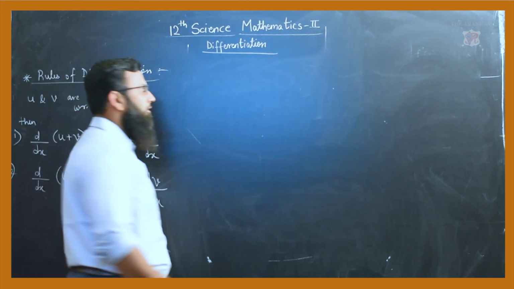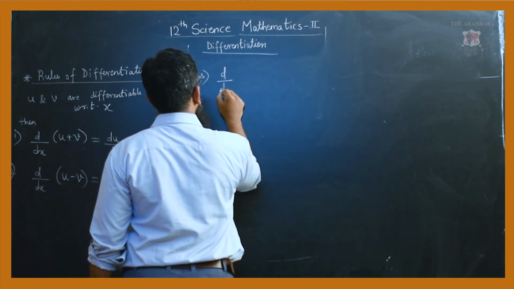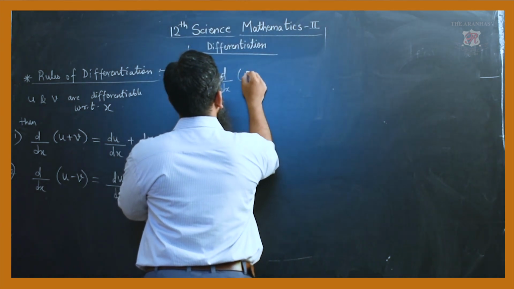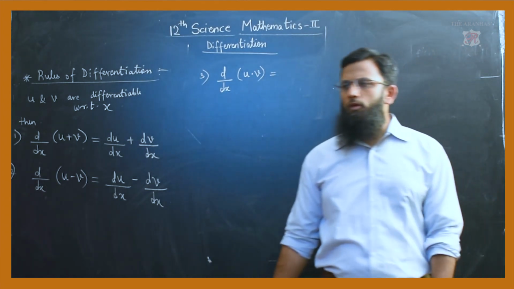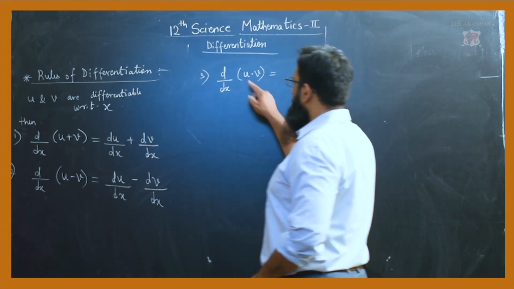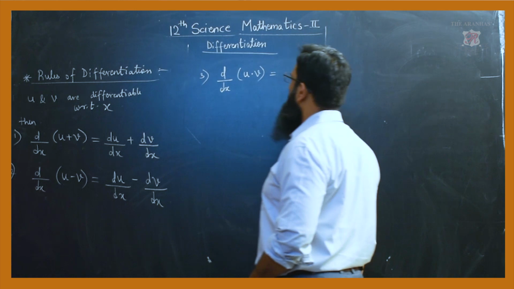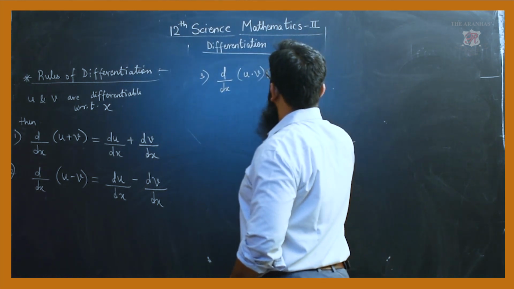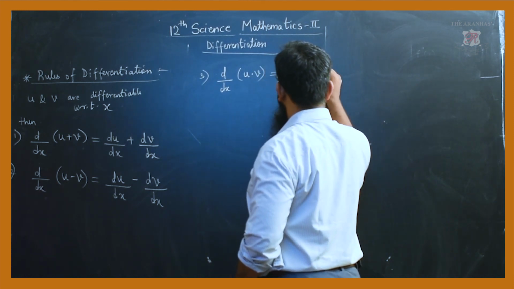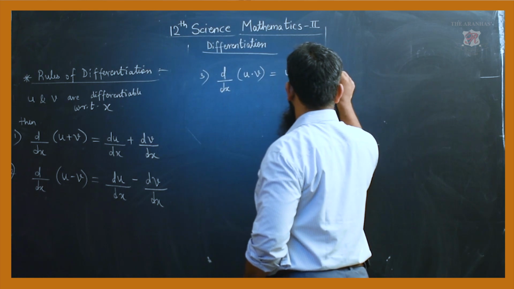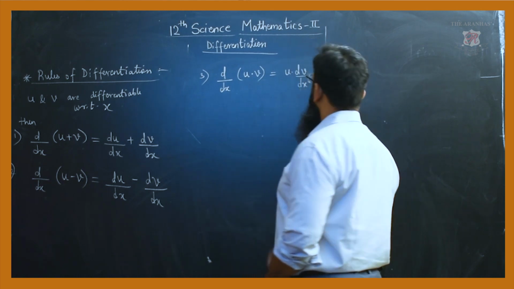Now the most interesting one, product, u into v rule. This rule is generally called u into v. There are two functions u and v in this case, which are differentiable with respect to x. So in that case, it will be u into derivative of v with respect to x plus v into derivative of u with respect to x.